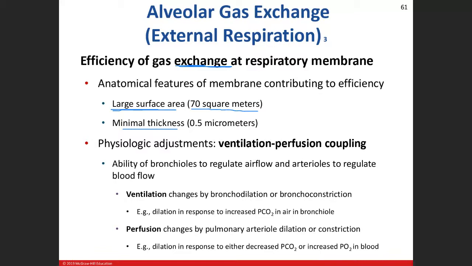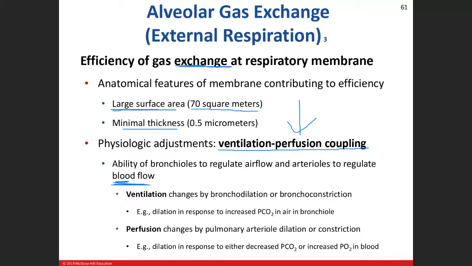So the other part when we talk about the efficacy is going to be this term here, ventilation perfusion coupling. So what's perfusion? Remember in the circulatory system, we talked about how well something can move from the capillaries into the tissue. Now we're going to talk about ventilation, how well our gases can move in and out of the lungs. When we talk about perfusion, we're going to deal with blood flow.